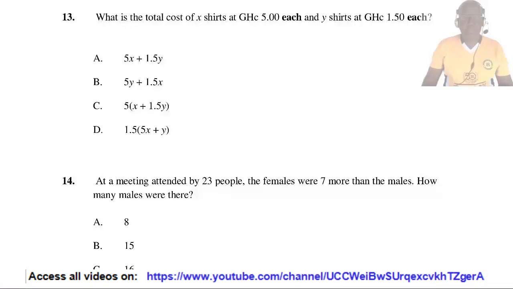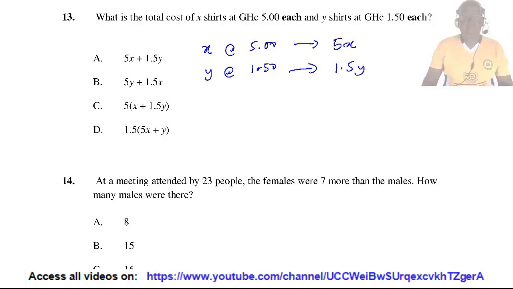Question 13. What is the total cost of S shares at 5 Ghana cedis each and Y shares at 1 Ghana cedis 50 pesewas each? So S shares at 5 Ghana cedis, and then Y shares at 1 Ghana cedis 50 pesewas. This will be equal to 5S, and this will be equal to 1.5Y. So the total is going to be 5S plus 1.5Y. So the answer is A.